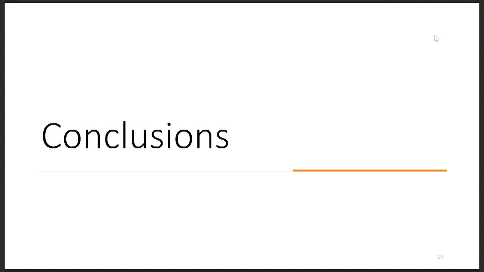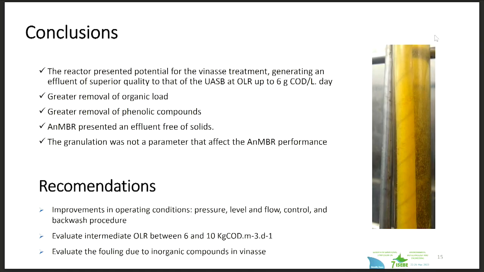What we can conclude so far is that an anaerobic membrane reactor is suitable for sugarcane vinasse treatment at an organic loading rate up to 6 grams of COD per liter per day. It had great removal of COD and polyphenol compounds, effluent free of solids, and the sludge degranulation process did not affect the performance of the reactor.